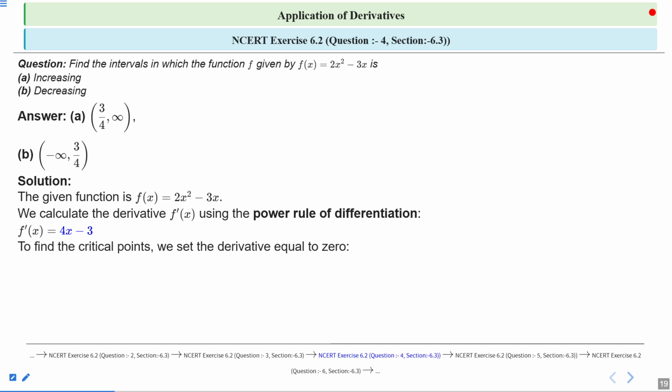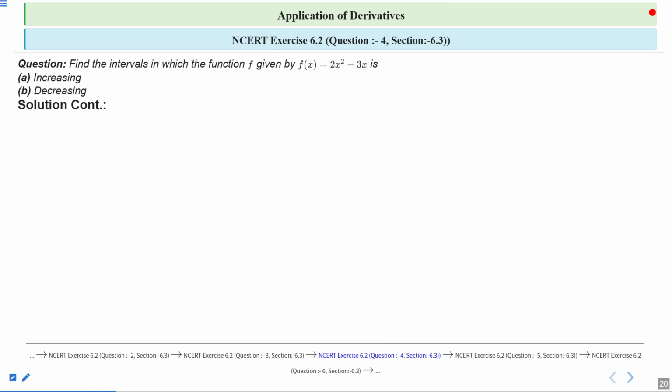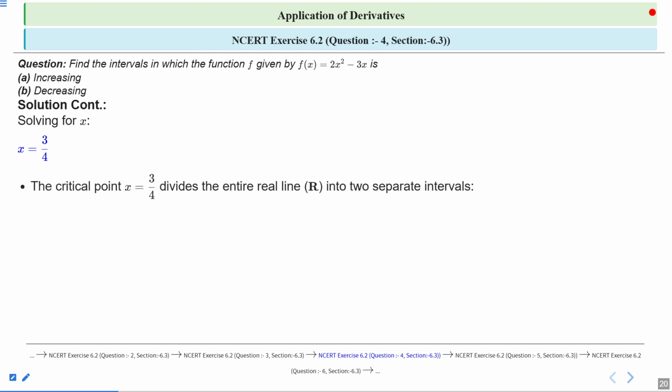To find the critical points, we set the derivative equal to 0, right? So f dash x equal to 0 implies 4x minus 3 equal to 0. Solving for x, x will be equal to 3 by 4, okay? The critical point x equal to 3 by 4 divides the entire real line R into two separate intervals: interval 1, minus infinity to 3 by 4, and interval 2, 3 by 4 to infinity, right?